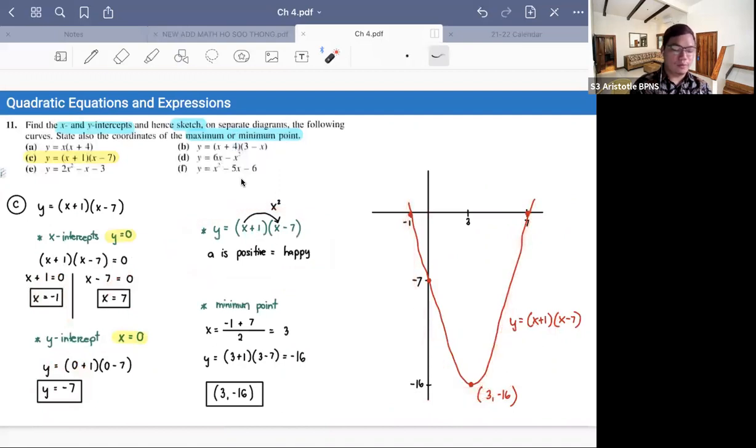But before we draw this, we should plot our minimum point. It's at 3 and negative 16. So again, trace the points forming a smooth curve. And that's it. And then don't forget to write the coordinates of the minimum point and the equation of the curve.